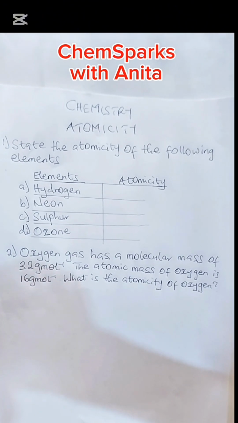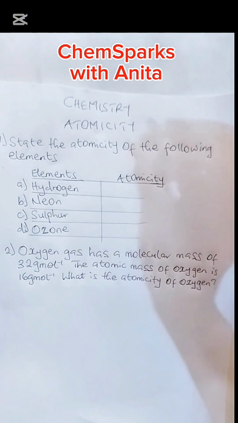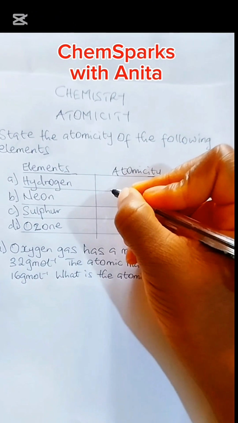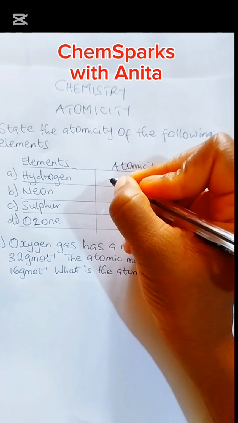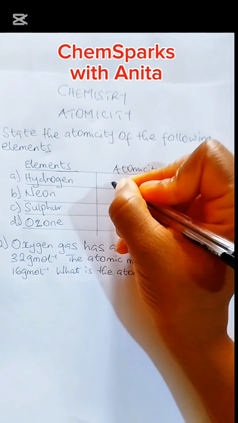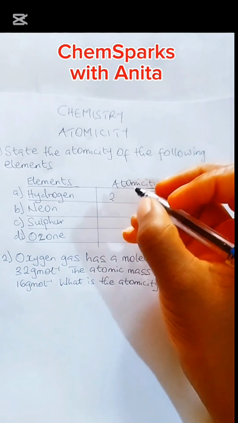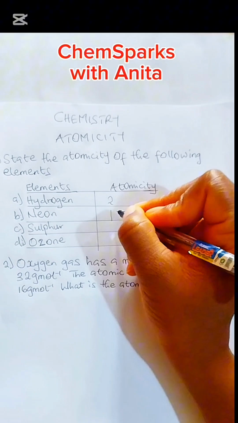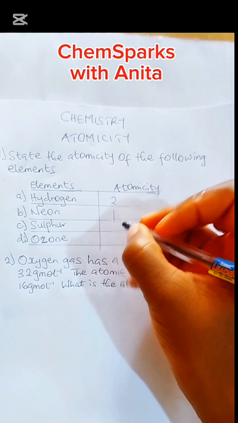not in compounds. Okay, so for hydrogen, we have that the atomicity of hydrogen is what? What is the number of atoms present in hydrogen? 2. So the atomicity of hydrogen is 2. The atomicity of neon is 1. Remember I said that neon is what? Monoatomic. So the atomicity of neon is 1.